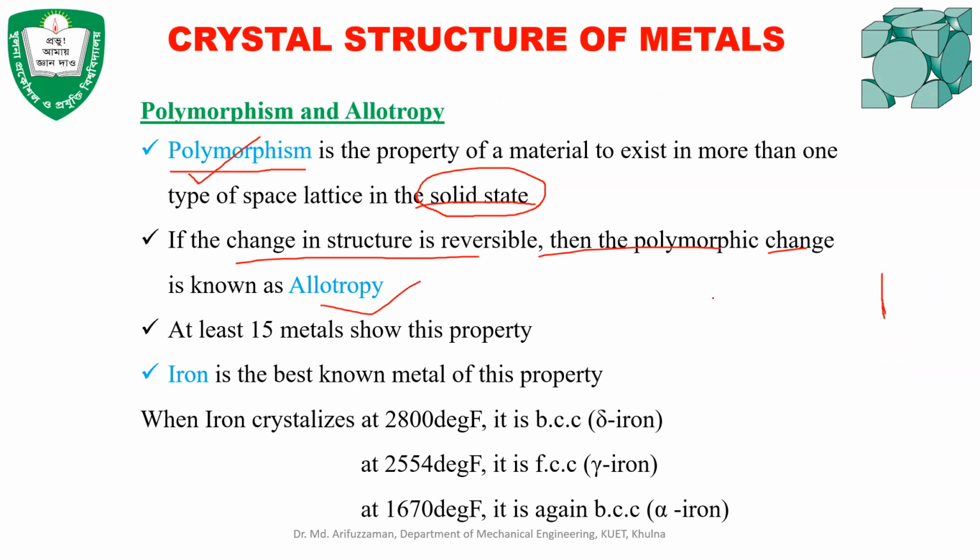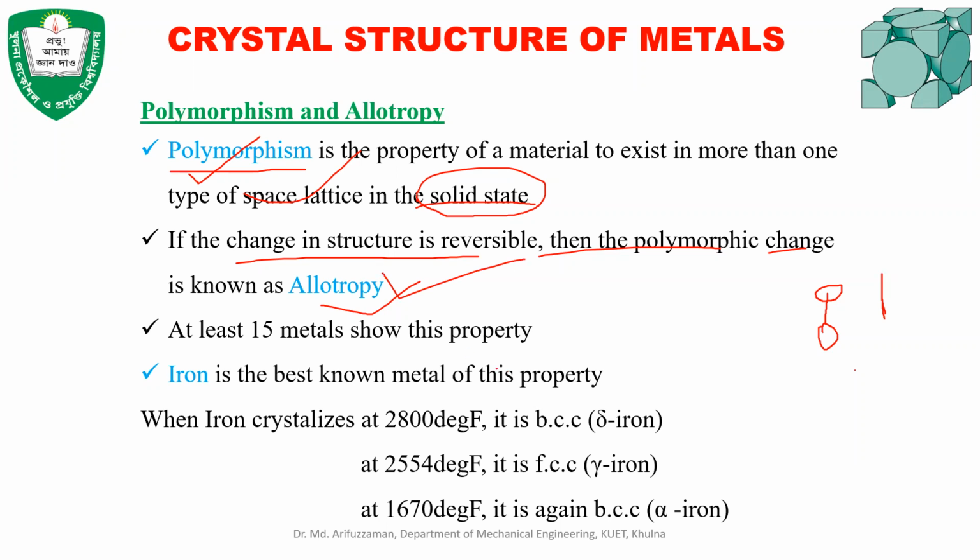That means if the change of crystal structure from one type of unit cell to another type of unit cell occurs, that is called polymorphism of that material. The property is called polymorphism. If that change is reversible, for example, iron is staying at body-centered cubic structure, and then you change it to face-centered cubic structure, it will not remain in the face-centered cubic structure forever. It will change back to body-centered cubic structure, and that is called the reversible change. And that property is called allotropy.